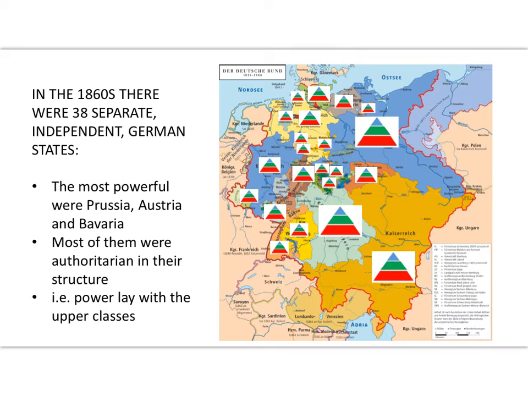So the ruler of Austria was actually an emperor. The ruler of Prussia was a king, the King of Prussia. In the 1860s, his name was King Wilhelm I, King William I. And then you've got the King of Bavaria. In the 1860s, he was called King Ludwig, and 35 other small states, all ruled in a very, very similar way.